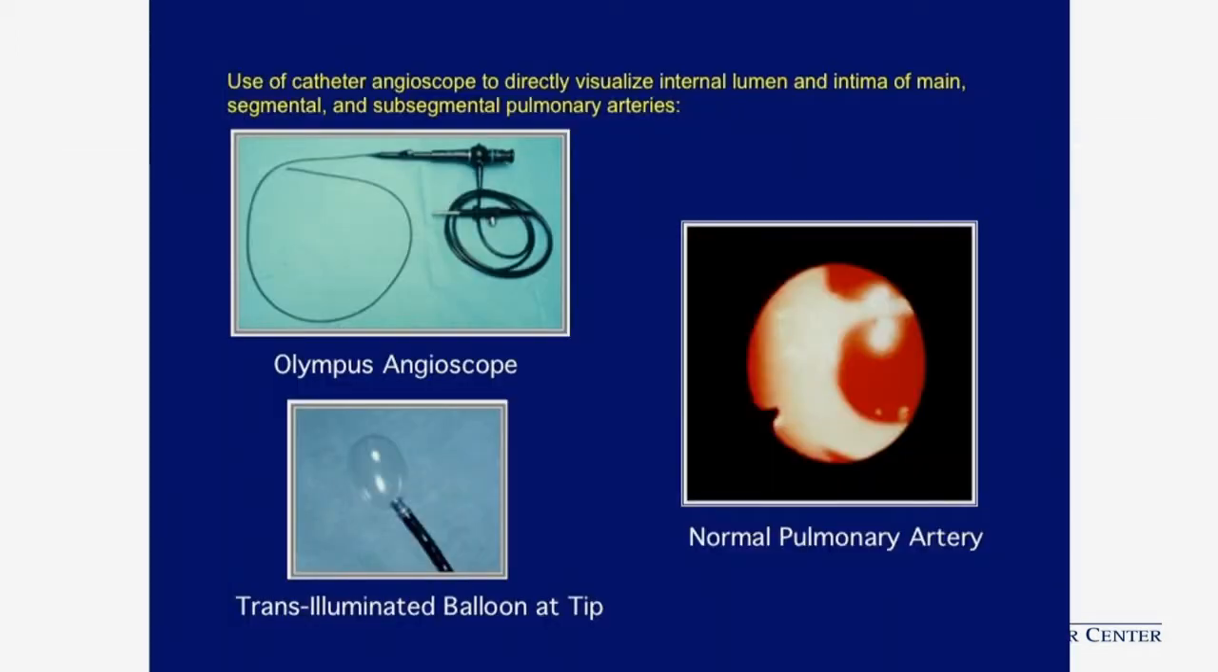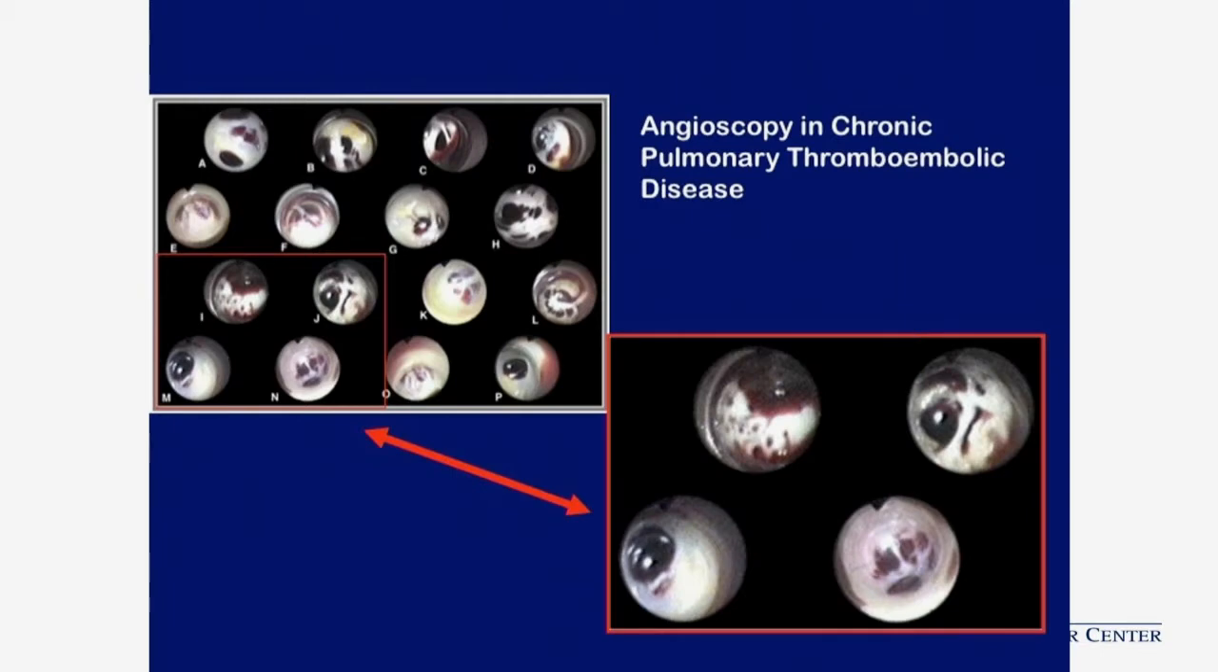This is something that's not commercially available, but we do have it. We've stopped using it now because there are other better techniques. But this was an Olympus angioscope that we modified to evaluate the pulmonary arteries, and this is what you can see in somebody with CTEPH.